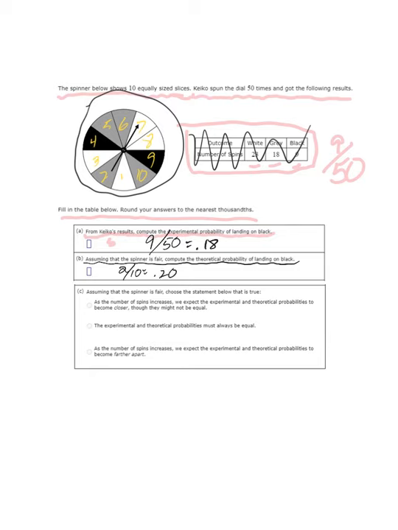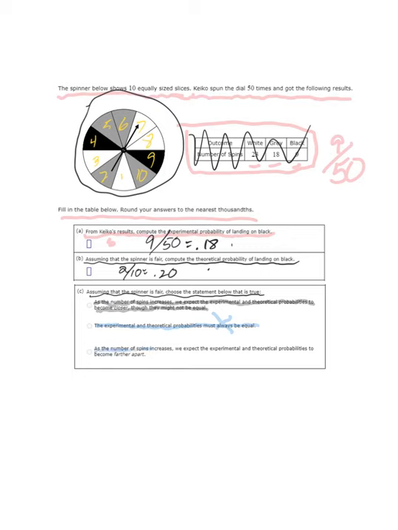So these things, experimental and theoretical, aren't the same here. This next question, assuming that the spinner is fair, choose the statement below that is true. Now let's read through here. As the number of spins increases, we expect the experimental and theoretical probabilities to become closer, though they might not be equal. That sounds very, very likely to happen. But let's just check these other ones just to see. The experimental and theoretical probabilities must always be equal. Bang, not going to happen.